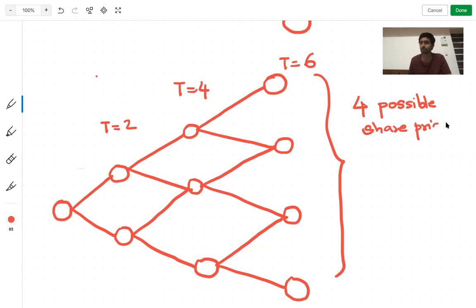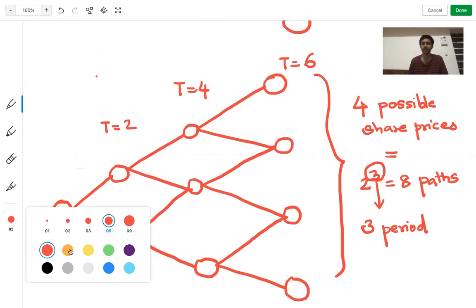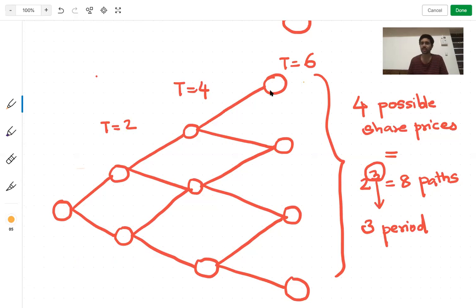But the number of paths will be 2 power 3, which is equal to 8 paths. This 3 is nothing but the 3-period binomial. If you use a 2-period binomial, it will be 2 squared, so we had 4 possible paths. If you use a 10-period binomial, the number of paths will be 2 power 10. So here we have 8 paths. And if I could just highlight it, there's only one way to reach this node. The share price has to increase from the current share price to the upper node at t equal to 2.